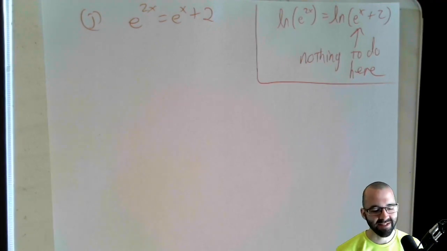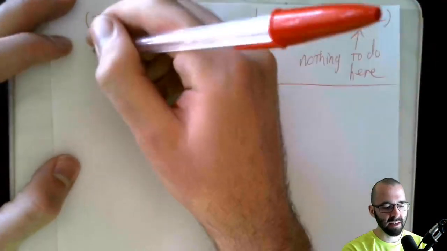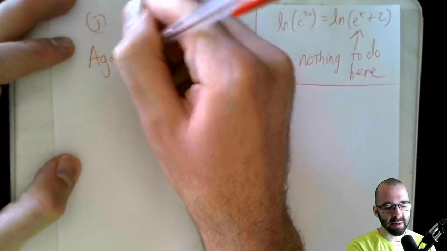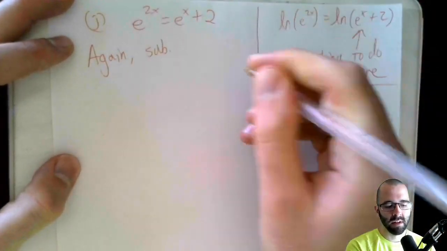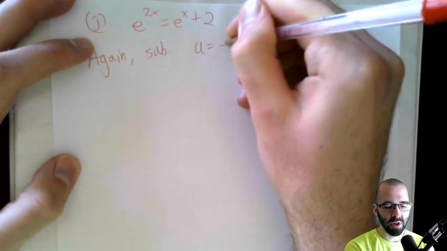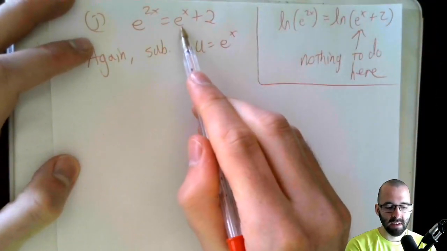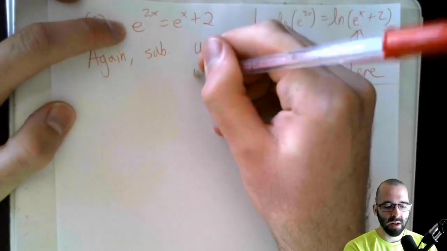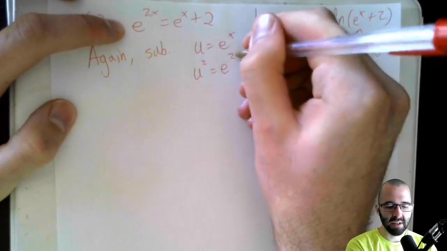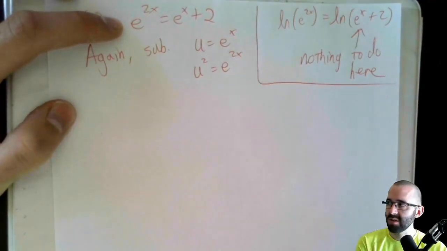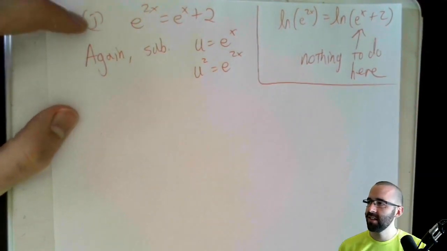Okay. So, again, substitute. So just like before, u is going to be that e to the x. And just like before, u squared is e to the 2x. It'll always be this way for these substitution problems when they're quadratics.